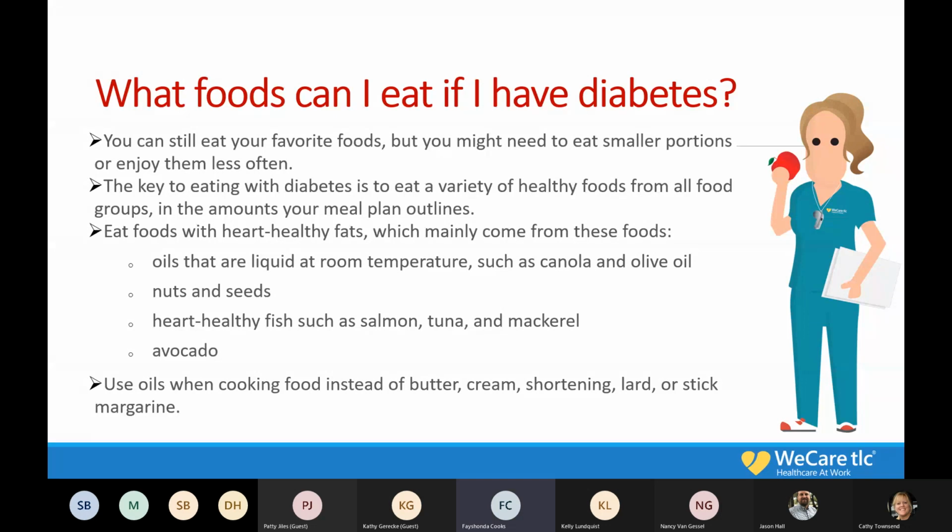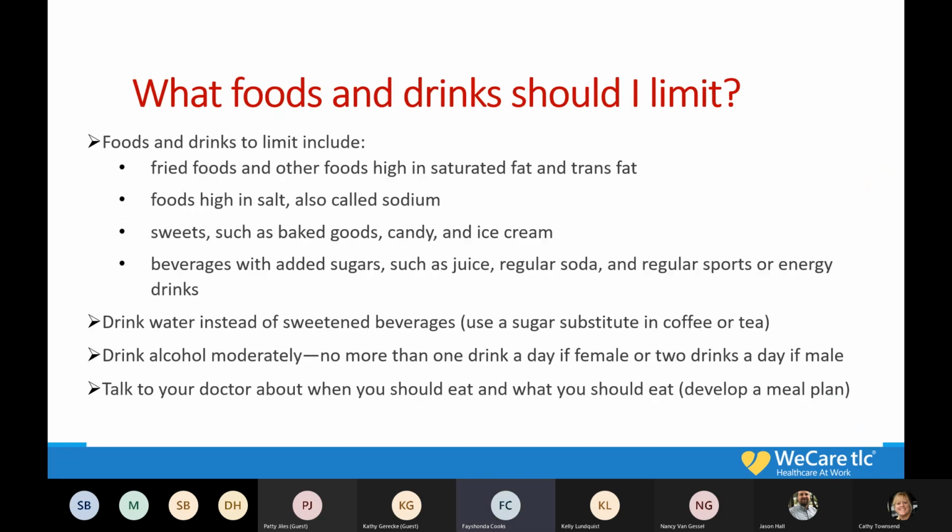What foods can I eat? There are foods with heart healthy fats that may actually help. And you want to look at nuts, seeds, tuna, mackerel, avocado, those things. And then you use oil when cooking food instead of butter. So that helps as well. Next.